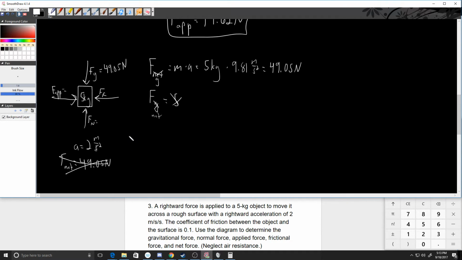All right. Now let's find the net force. So we still have mass, 5 kilograms. But in this case, the net force we said was 2 meters per second squared for the acceleration to the right times 2. That should give me 10 newtons. All right, that's my net force.